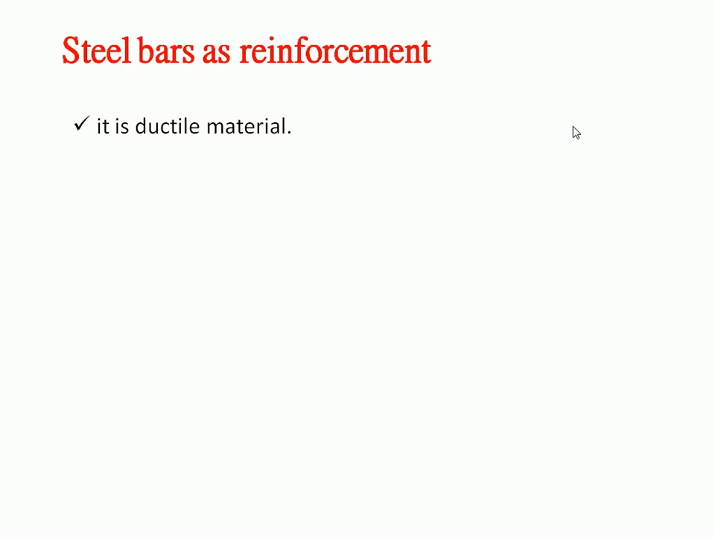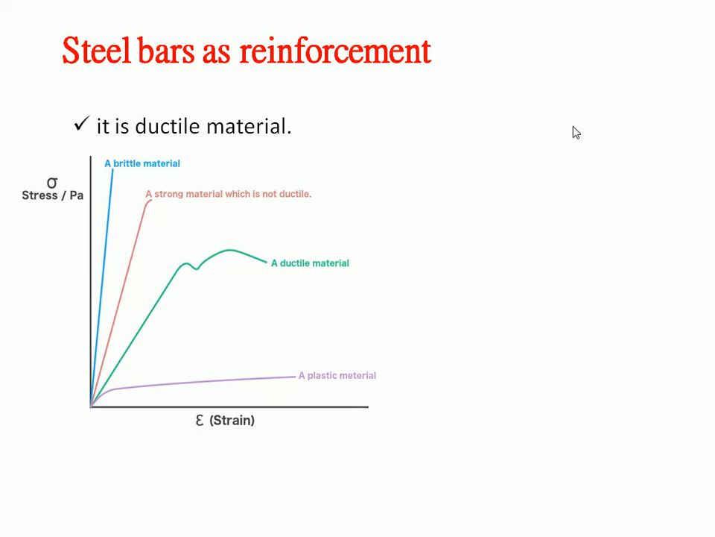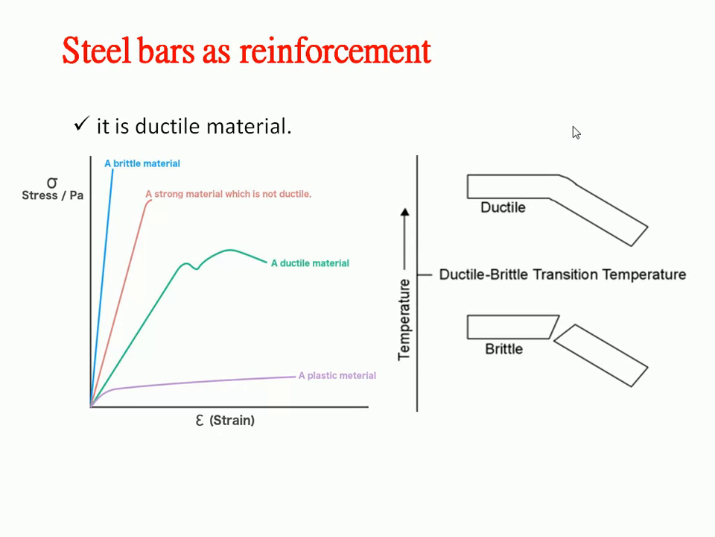The main thing is that steel is a ductile material. In this graph, the green line indicates the ductile material line. Here we can see that more ductility means more elongation of the steel before the failure. This results in sufficient warning time before the failure, and when the temperature increases, the ductile material bends, but rigid or other materials become brittle. That's why we use steel bar.